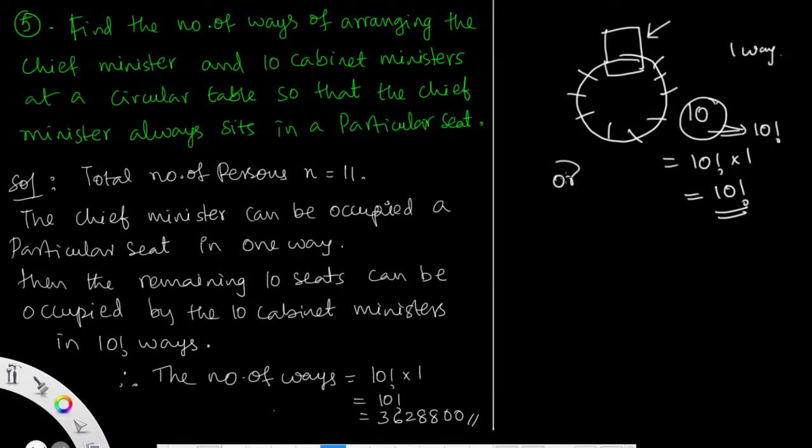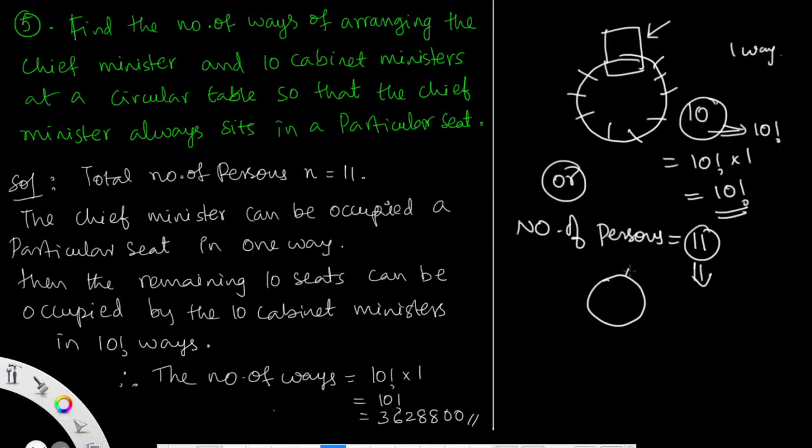Or else you can get another idea. The number of persons becomes 11. 11 persons can sit in a circular way like this. 11 persons can be arranged in 11 minus 1 factorial, that is 10 factorial ways. This also you can get as an idea. This is the first way or second way, anyway you can get the same answer.